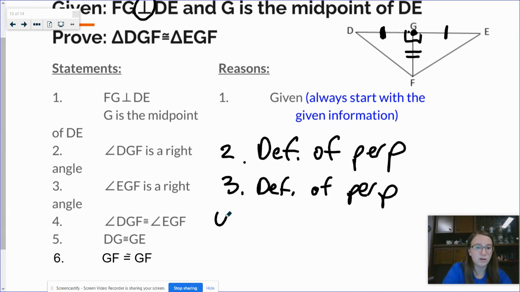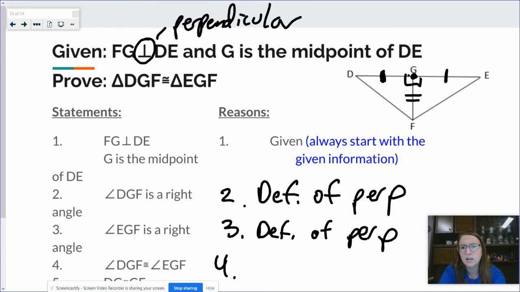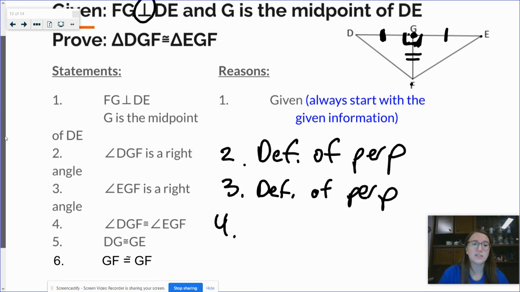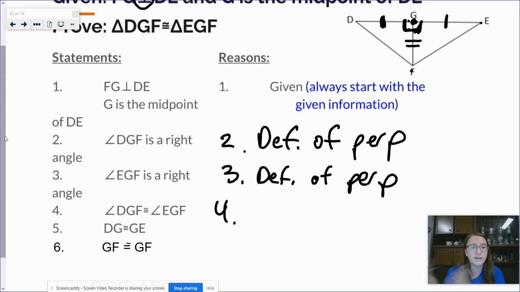Let's look at the next one, number 4. I might sometimes need to go to the picture and figure out what they're talking about. I have angle DGF is congruent to angle EGF. Well, that's actually these two angles they were talking about here. DGF is my right angle, is congruent to EGF. So now they're saying our right angles are congruent. We already said this, but we know all right angles are congruent because how many degrees are in all right angles again? 90. So this is actually going to be our reason.